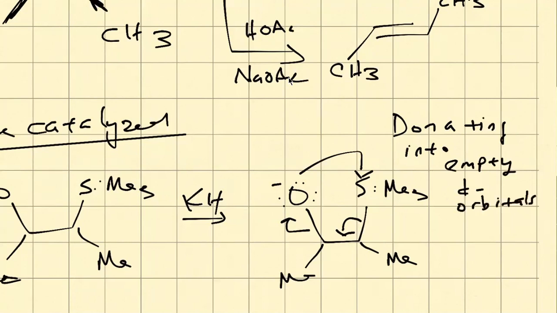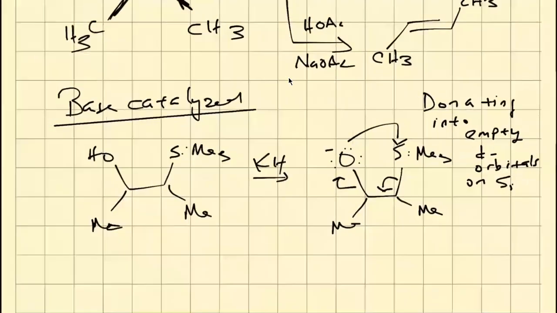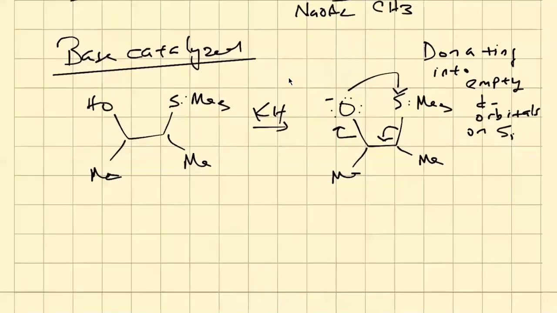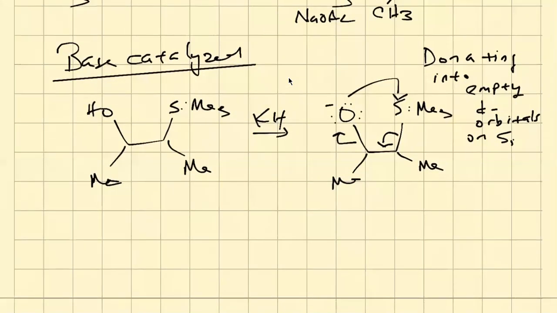Right, so it's donating into empty d orbitals on silicon, right? And that's how that's able to happen. All right. And then if we think about the stereochemistry, then obviously this should give us the cis alkene.